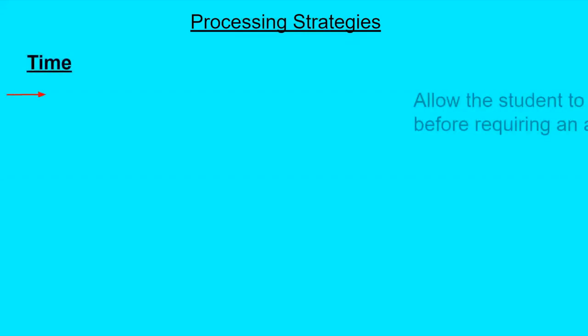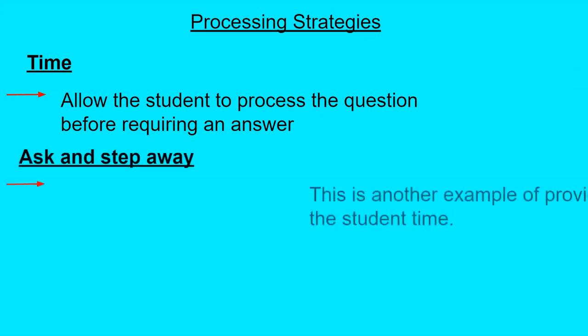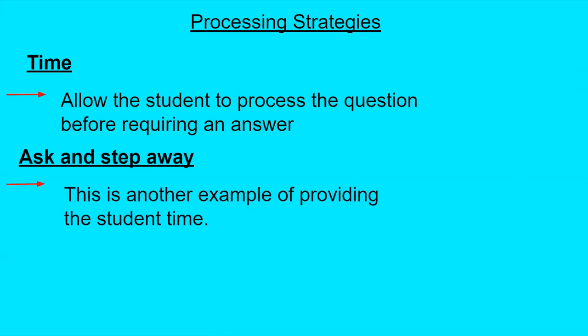So we've covered a couple of things today. So let's do a quick review over everything that we've learned. So today we've learned a lot about different processing strategies. And the first one that we learned about was time, allowing the student to process the question before requiring an answer. And there are a couple of different strategies on how to give the student time. One of them is ask and step away. By asking and stepping away, you're giving the student breathing room and you're allowing them time to process the question so that they can formulate a response.